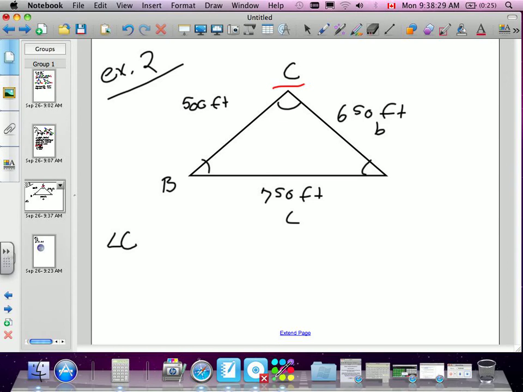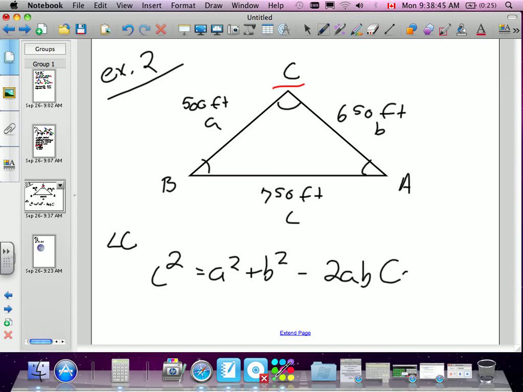What's the only thing I really need to change? Side D. What will I call it instead? All right, so I'm just going to rename this triangle so it works with our formula. This is A and A. So we're looking for angle C. Our formula is C squared is equal to A squared plus B squared minus 2 times A times B times cos angle C. So let's get all the information down.